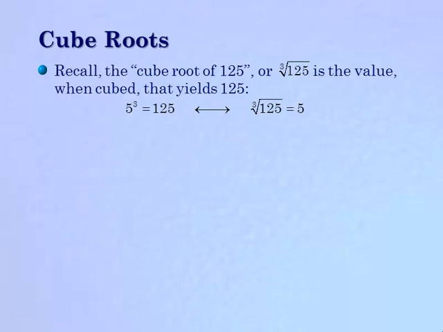Cube roots now are a little bit different. You may not have used those very often, and they're a little bit harder to work with on your calculator. Recall that the cube root of 125 is the value that, when cubed, yields 125. Just like we did with squares, 5 cubed equals 125, and so the cube root of 125 equals 5.